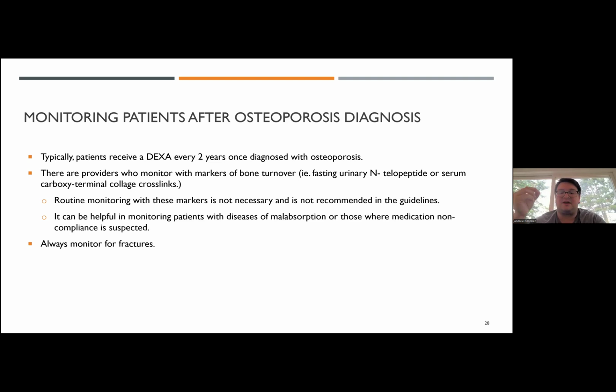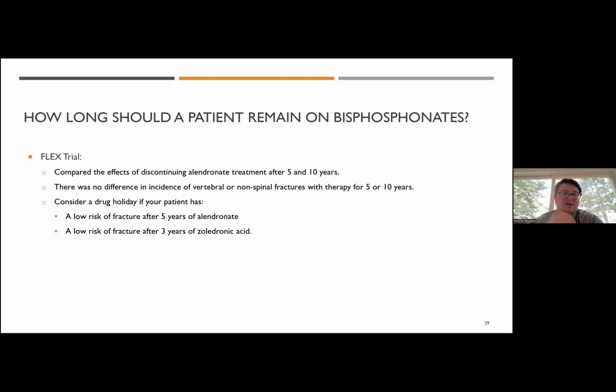There is some evidence that maybe they're useful for people with malabsorption, IBD, what have you, or in people who have suspicion of non-compliance to medication. And again, always, like I mentioned with the atypical femur fractures, be on the lookout for any signs of fracture. Low threshold to get x-rays in your patients.